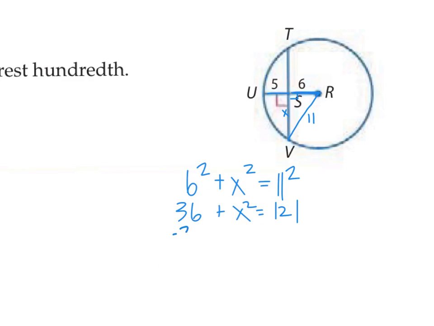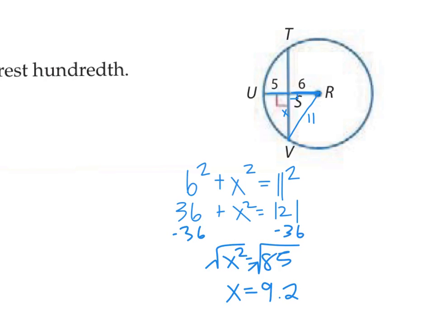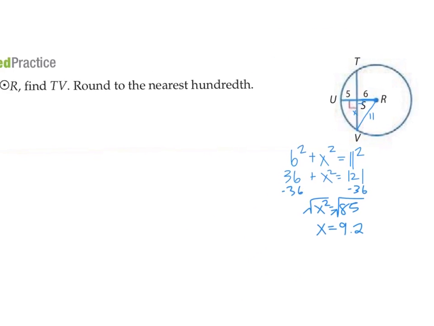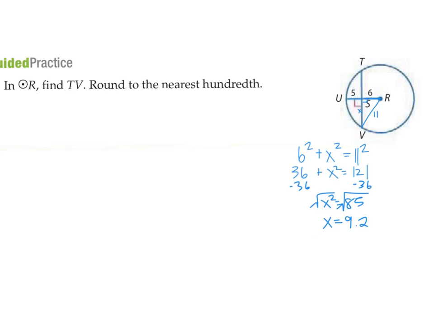All right, then we subtract 36 from both sides. Then we square root, and we get 9.2. So 9.2, that's the length of not TV, but just half of TV. So the problem said to find what TV is. So now we're going to do 9.2. Oh, whoops, they said round to the nearest hundredth. Okay, 9.22. There we go.